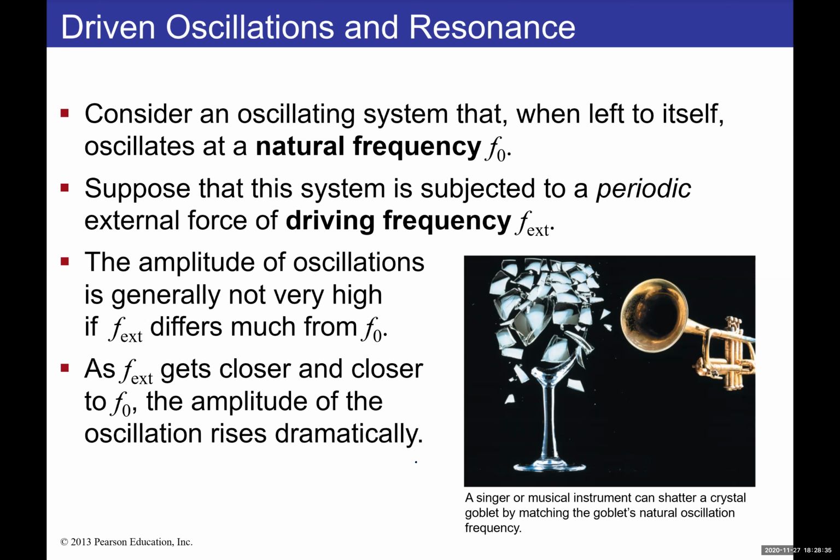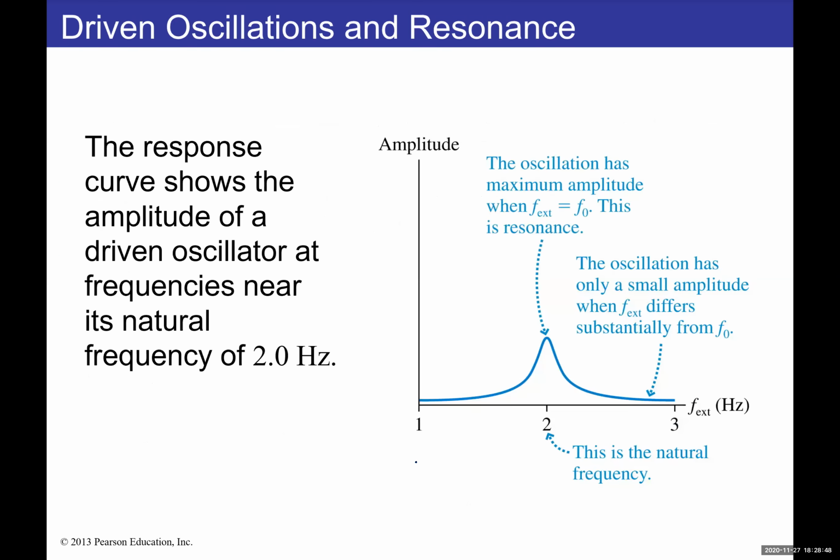And in this particular case, you can shatter a crystal goblet by making the molecules in the goblet oscillate much more violently. So this is known as a resonant frequency. The response curve shows the amplitude for a driven oscillator at frequencies near its natural frequency. You can see at the peak here, it represents that the oscillation has maximum amplitude when those two match each other. So this is known as resonance or a resonance frequency. At a resonant frequency, the system oscillates at much higher amplitude.